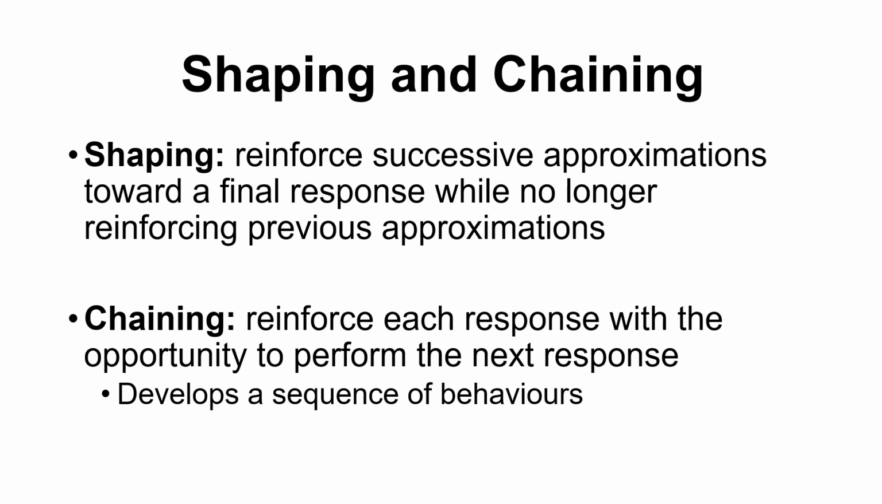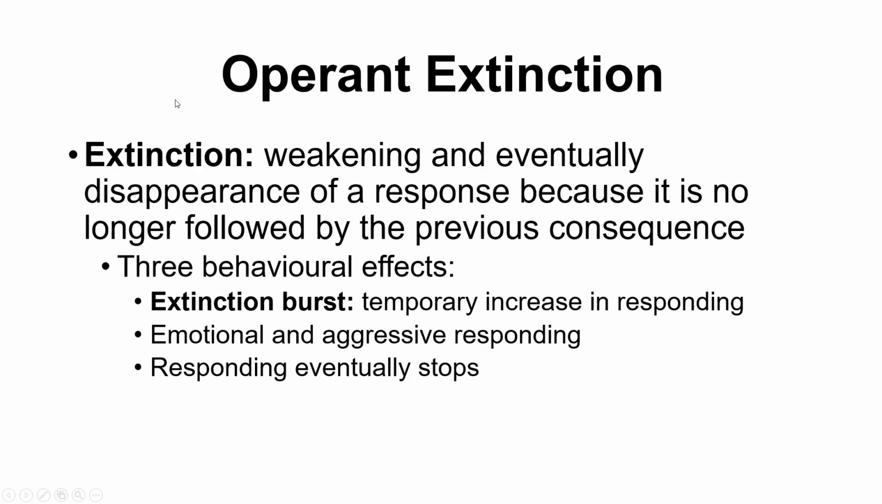Next, we're going to be talking about extinction, but specifically operant extinction. We had already talked about extinction as it applied to classical conditioning. So for classical conditioning, extinction was when we would present our conditional stimulus repeatedly in the absence of our unconditional stimulus.